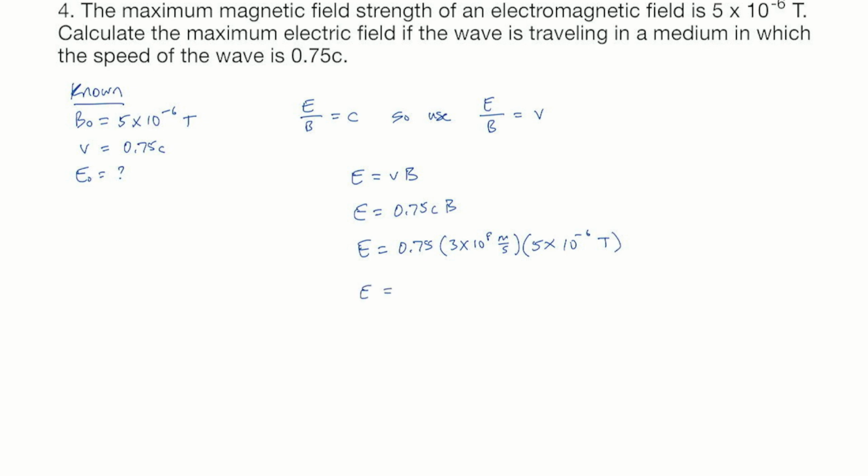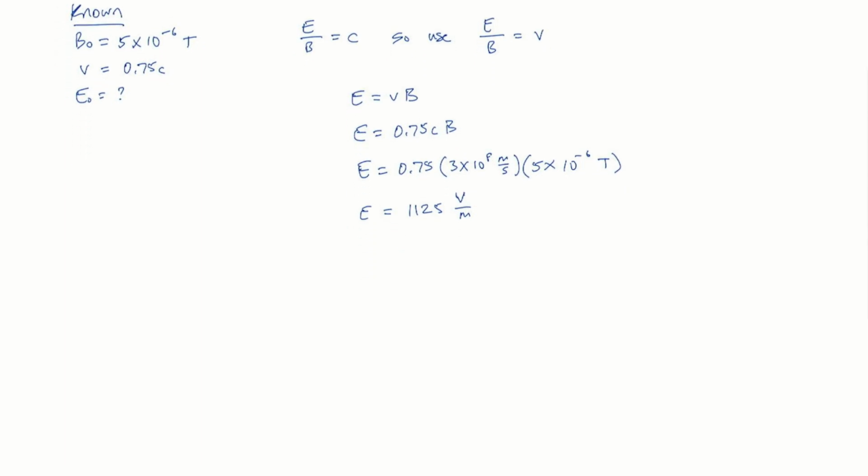I did that calculation and I got 1125, and we'll use volts per meter. Okay. So to 3 sig figs, we can call it 1.13 times 10 cubed volts per meter. All right. I know we only had 1 sig fig on B naught and 2 on the speed, but typically a physics textbook will use 3 sig figs in a final answer.